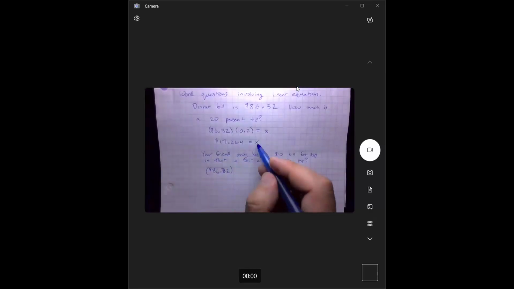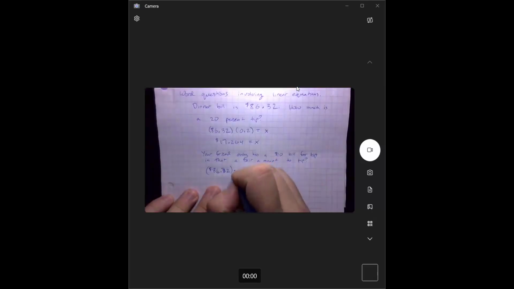I'm going to use another variable so I don't get the x and the y confused. And I'm going to apply my tip percentage, and I'm going to get $10. So z is the tip percentage. How do we know if z is fair or not? Well, we need to find out what z is. So now we're solving a linear equation for z. We solve it by dividing both sides by 86.32. And then grabbing our calculator because I don't know that number off the top of my head.